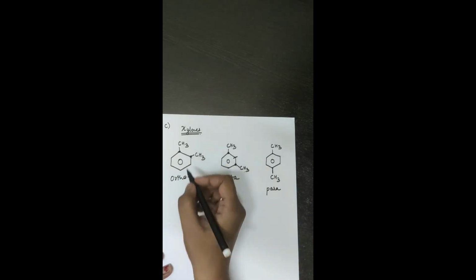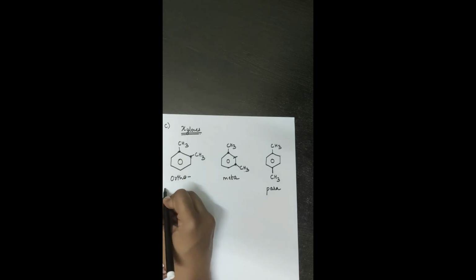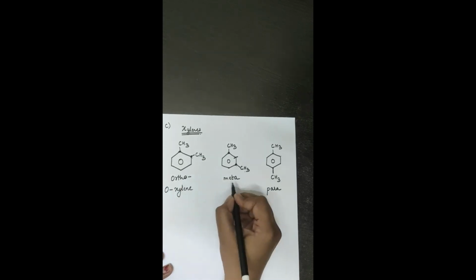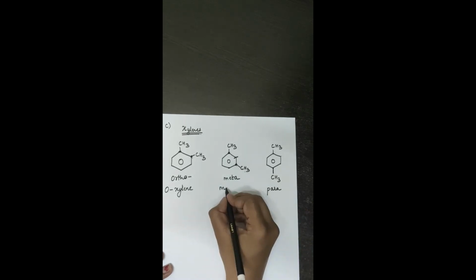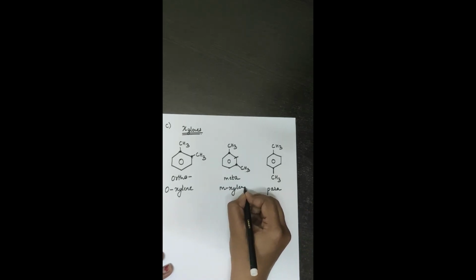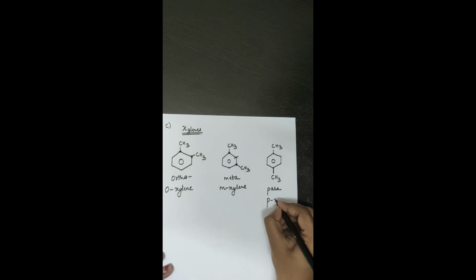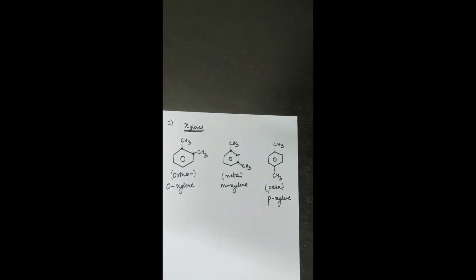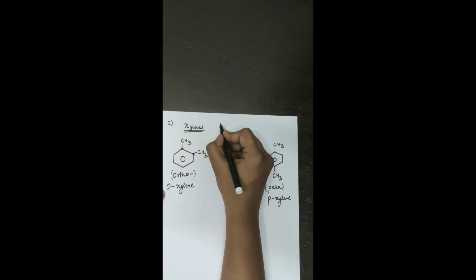So what are these? These are xylenes. So this you can write it in short as ortho xylene. Meta can be written as m-xylene. Para can be written as p-xylene, right? So all these are what? Examples of xylene. So xylene's formula remains the same. What is the formula for xylene? What's the formula for benzene, children?